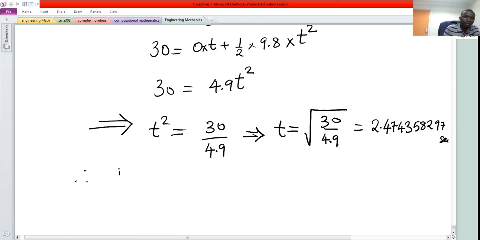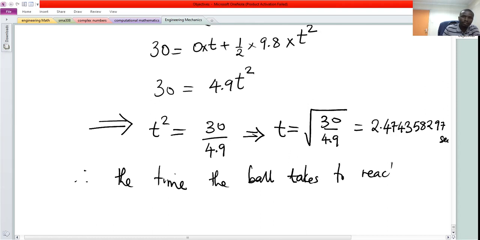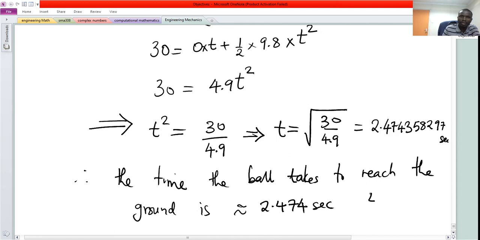So therefore, the time the ball takes to reach the ground is approximately 2.474 seconds, to four significant figures.